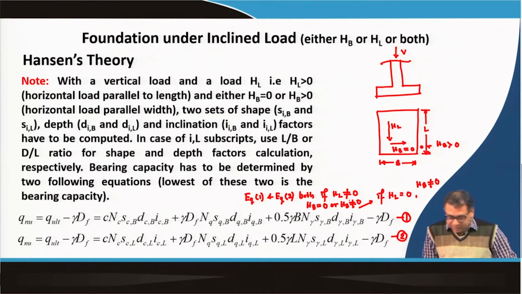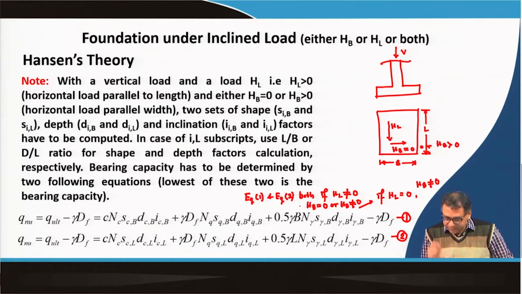So, what is the difference between the two equations? As I mentioned, you have to interchange the L and B. In the first equation, the factors we calculate the normal way, considering B, all are in terms of B. That means, B by L, dF by B, the way it is given, and we have to use B in the third term. If it is eccentric loading, then you have to go for B dash.